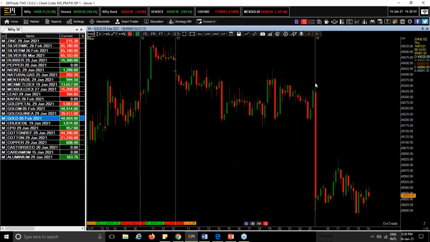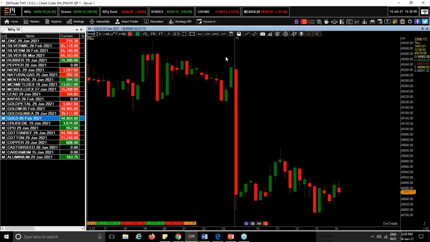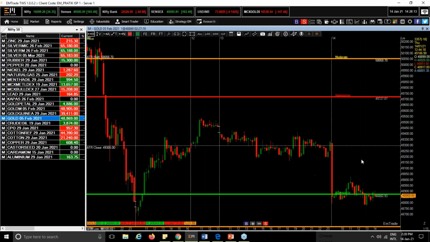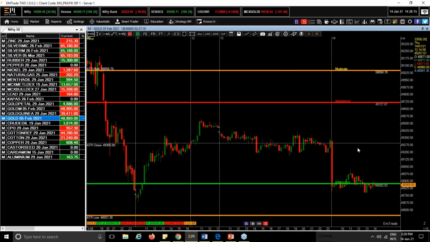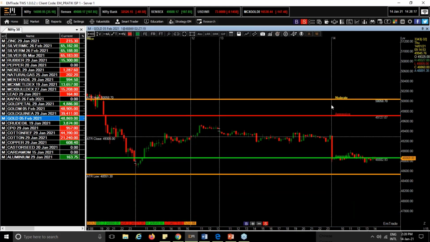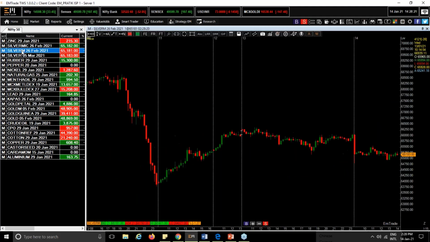This is your blank chart for the gold February month contract. Click on this icon, and the four lines automatically appear. So make sure the last two lines act as support and the above two lines act as your resistance. Earlier we checked the same levels for silver M.